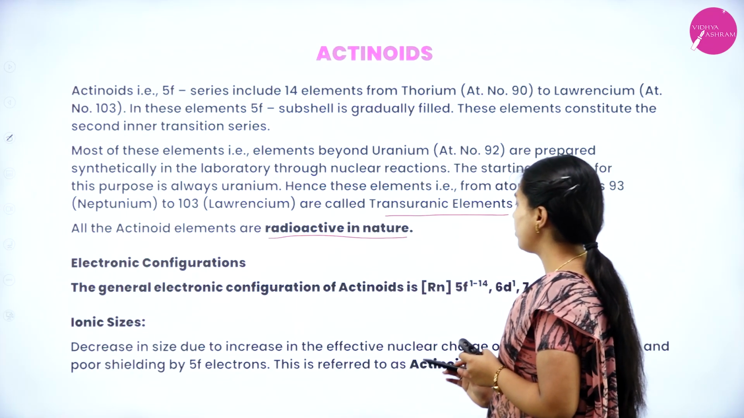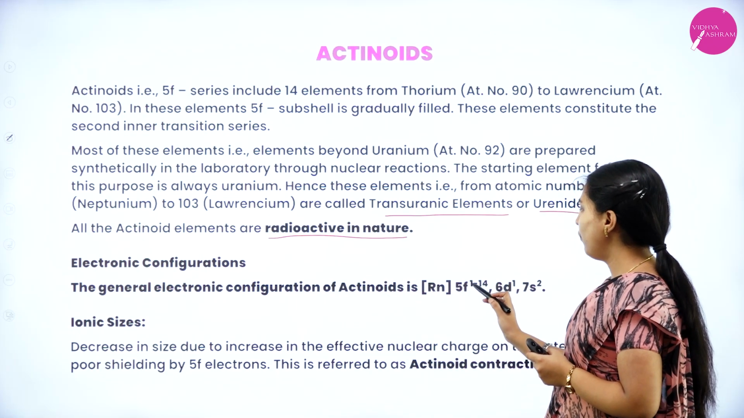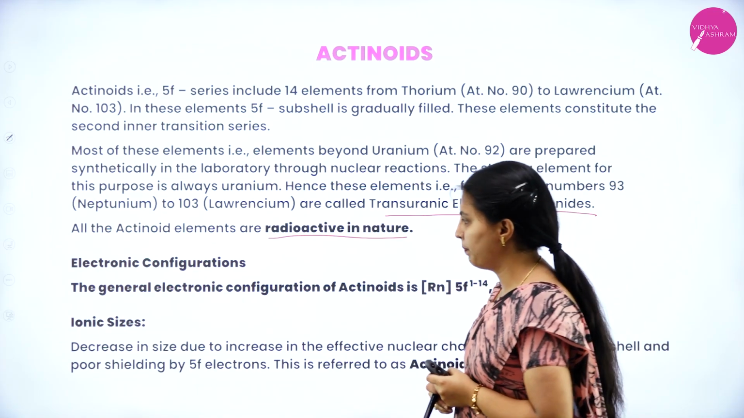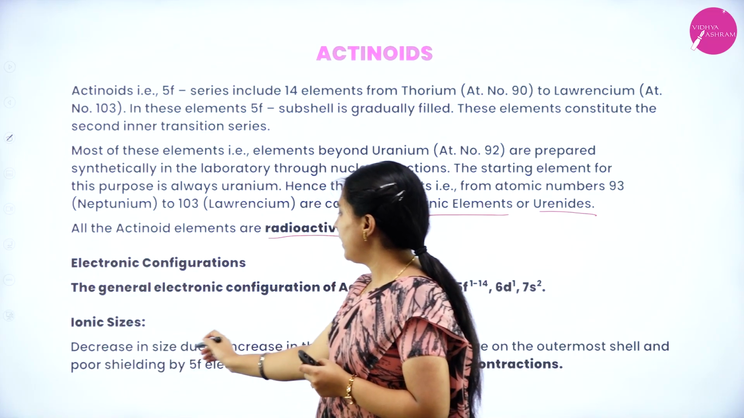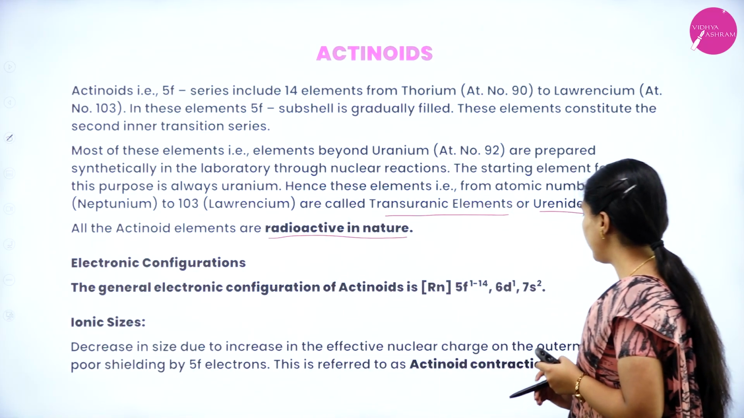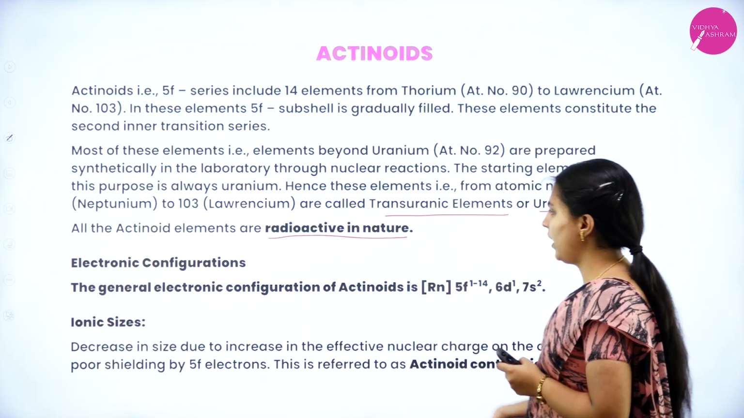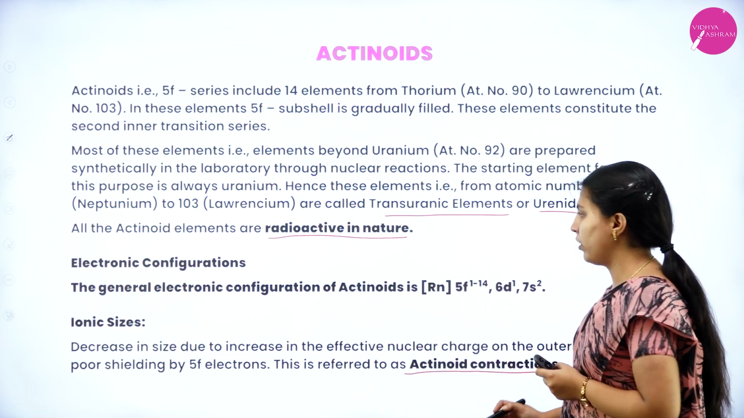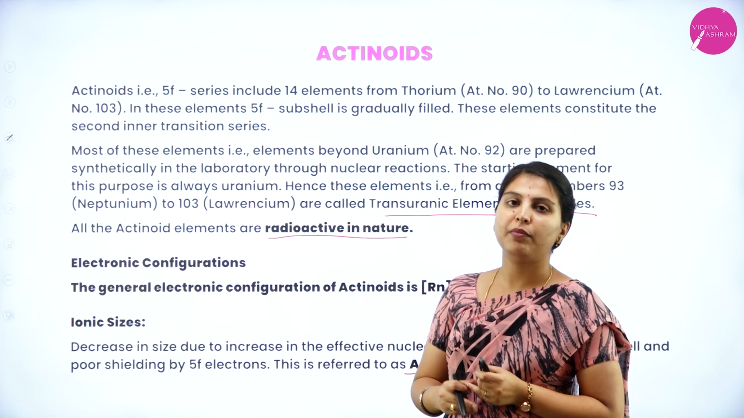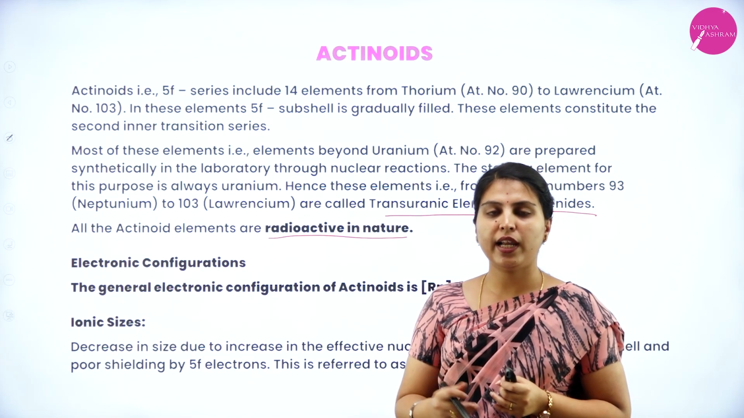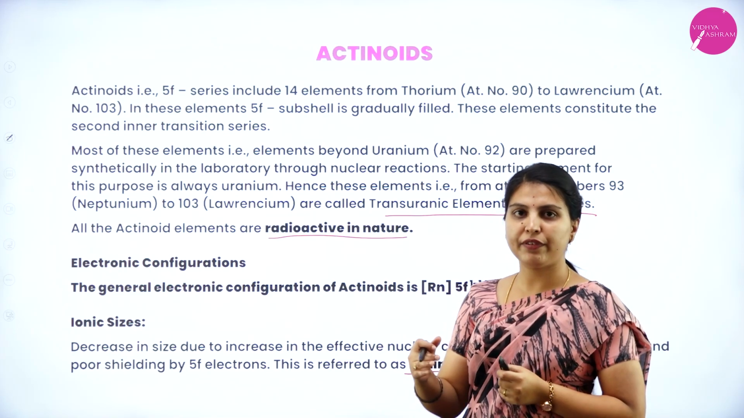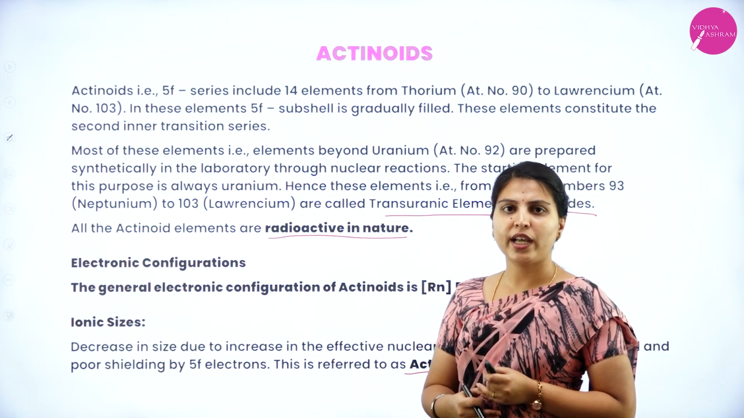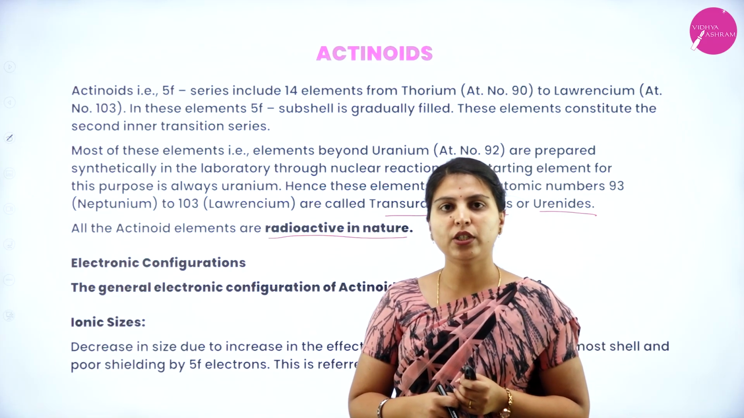The general electronic configuration of actinoids is [Rn] 5f1-14 6d0-1 7s2. Ionic sizes decrease due to the increase in effective nuclear charge on the outermost shell and the poor shielding effect of 5f electrons. This is referred to as actinoid contraction. We have already discussed lanthanoid contraction, which happens due to the poor shielding effect of 4f electrons in lanthanoids. Here also you can see the same thing, that is actinoid contraction.